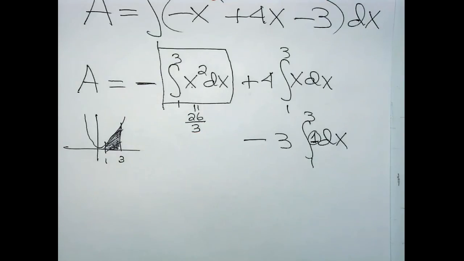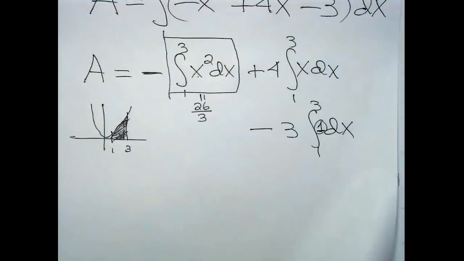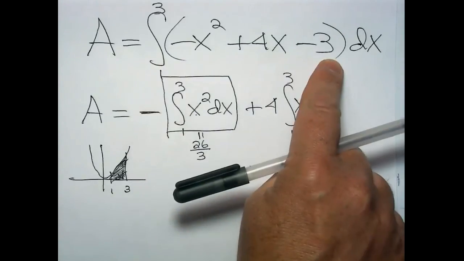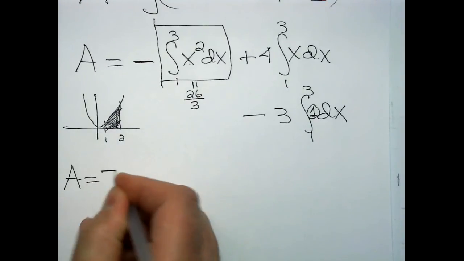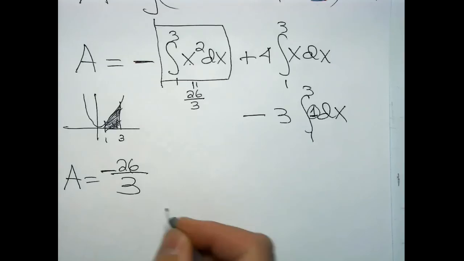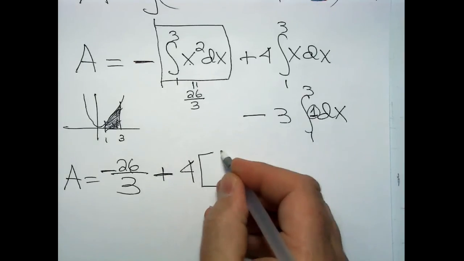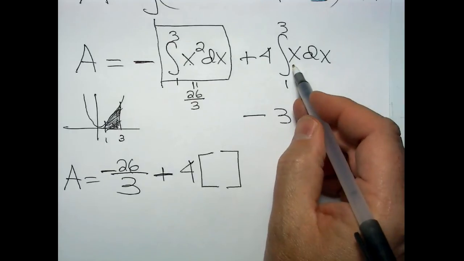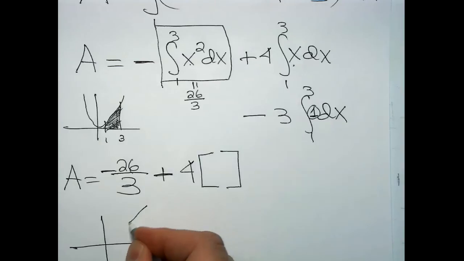Delta x would be b minus a over n. x sub i is a plus i delta x. And then you'd have to go through that whole process. So right now, the area beneath the big parabola, this guy here, starts with a minus 26 thirds, plus 4 times this area. What is the area beneath the x curve from 1 to 3?